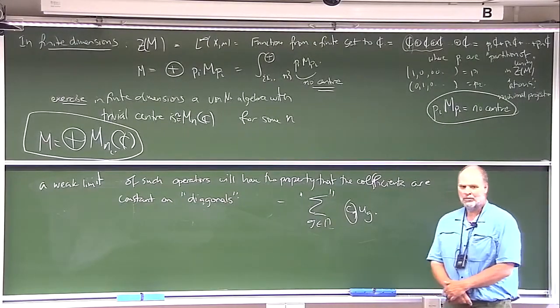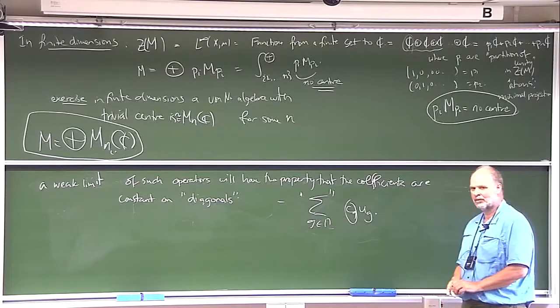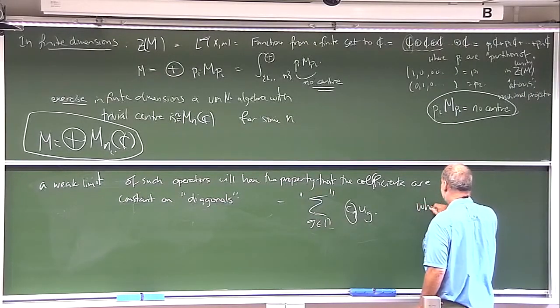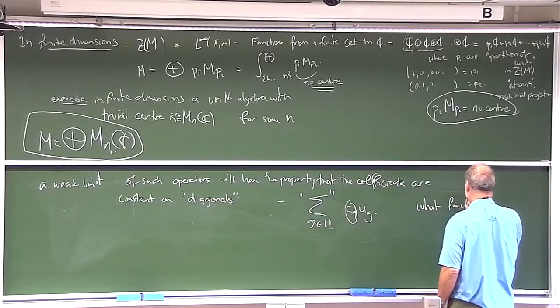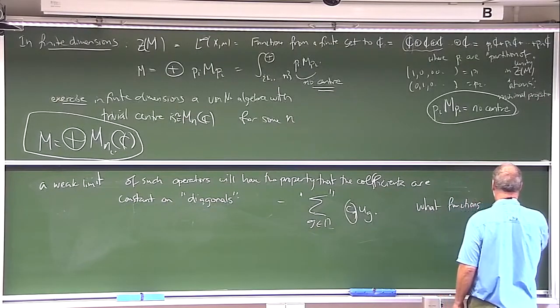So the obvious question arises, and we've seen this sort of question before: what functions G goes to CG?